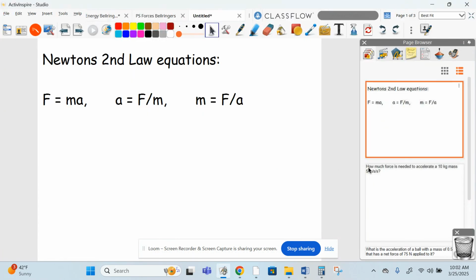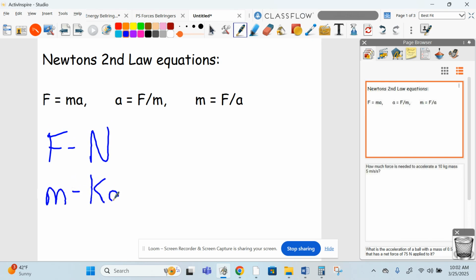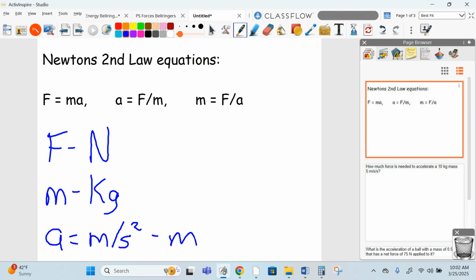Now, as we take a look, the three variables that we will have to identify, we have force, we have mass, and we have acceleration. And your units can really help you as you're going through and solving. Forces we measure in newtons, mass we measure in kilograms, and acceleration is meters per second squared, or you might end up seeing it written as meters per second, as this is a little bit easier to type it in that way.